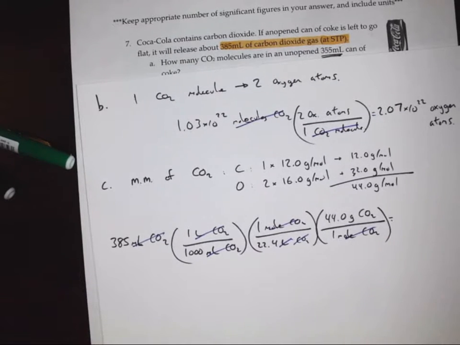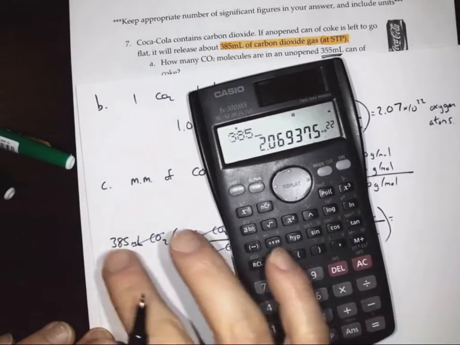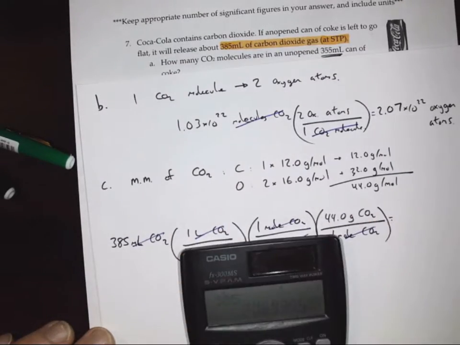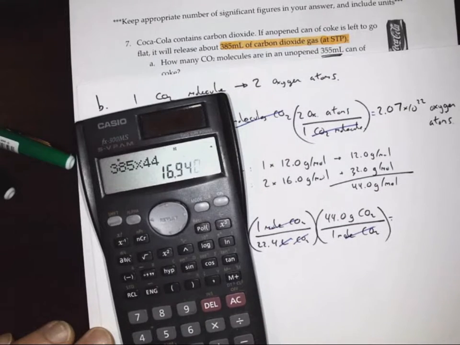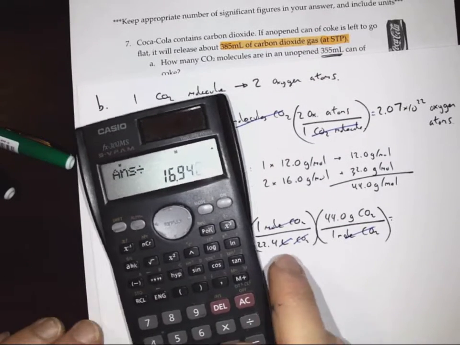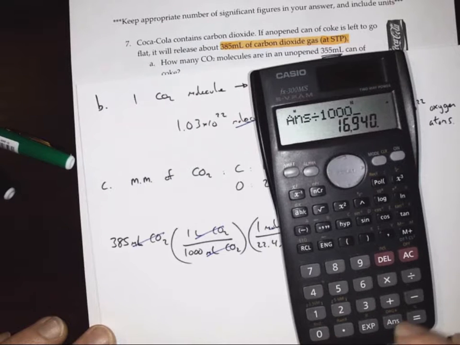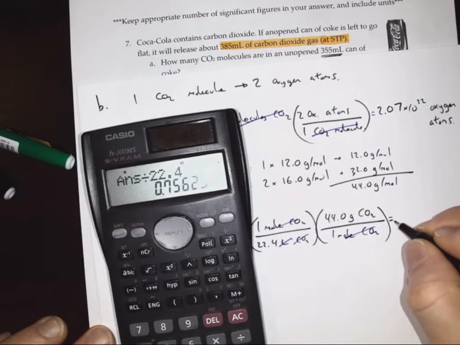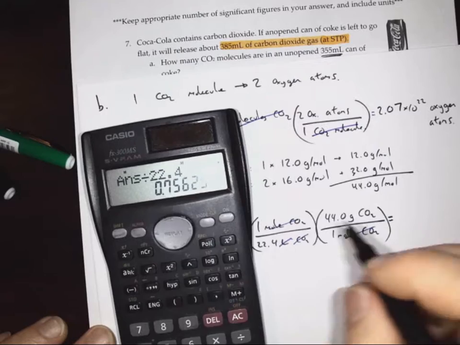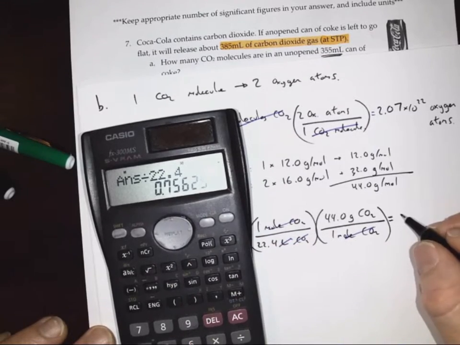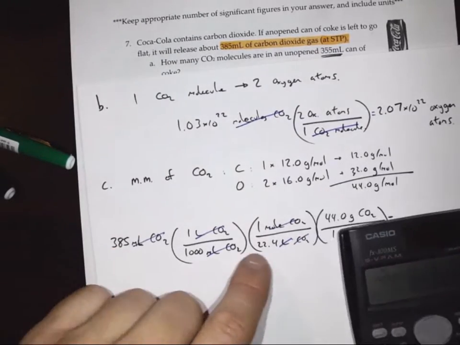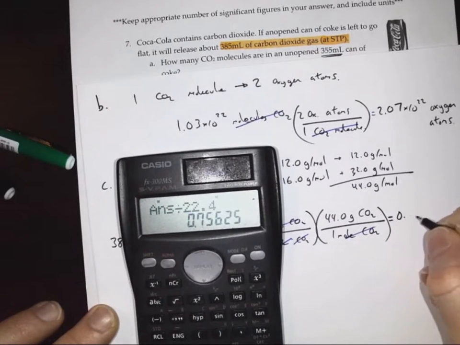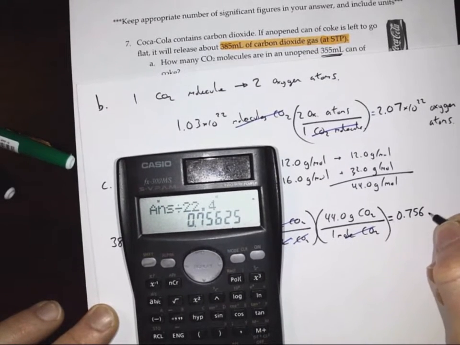And I'll just grab my calculator and say I've got 385. And I just multiply across till I get to 44. And then I'll divide by everything in the denominators here. So I'll divide by 1,000 and divide by 22.4. And it looks like all the carbon dioxide gas in a can of Coke only weighs, well, less than a gram. Still, it's quite a bit. 3 sig figs. It looks like we're on 3 sig figs. We get 0.756 grams of carbon dioxide gas.